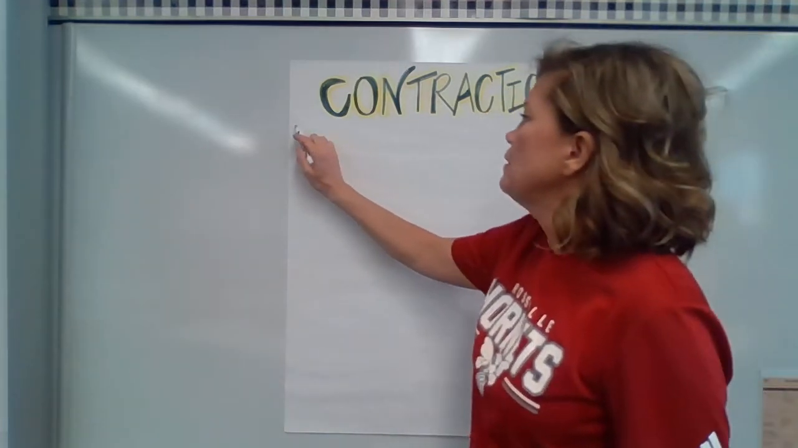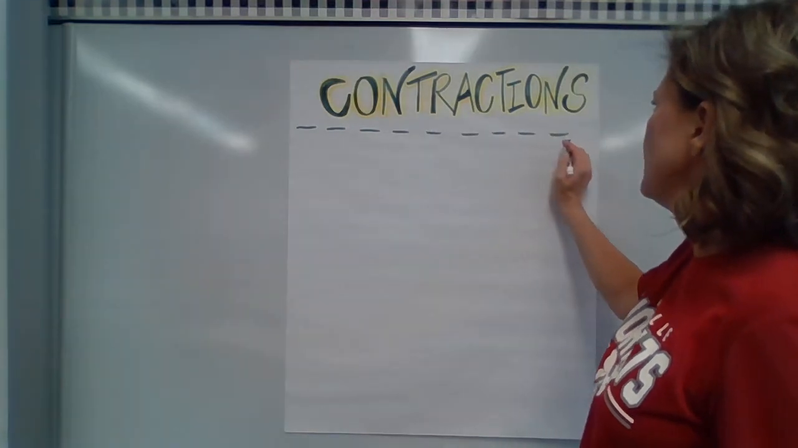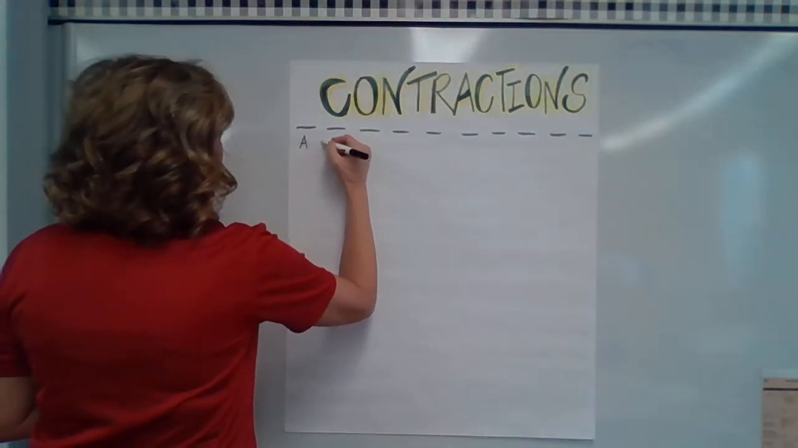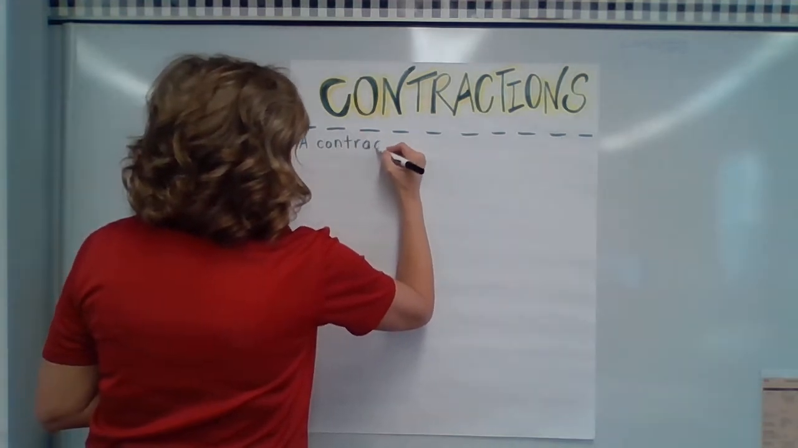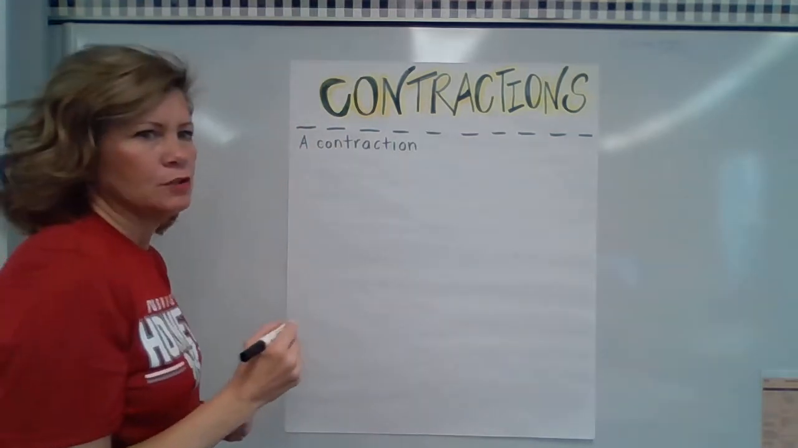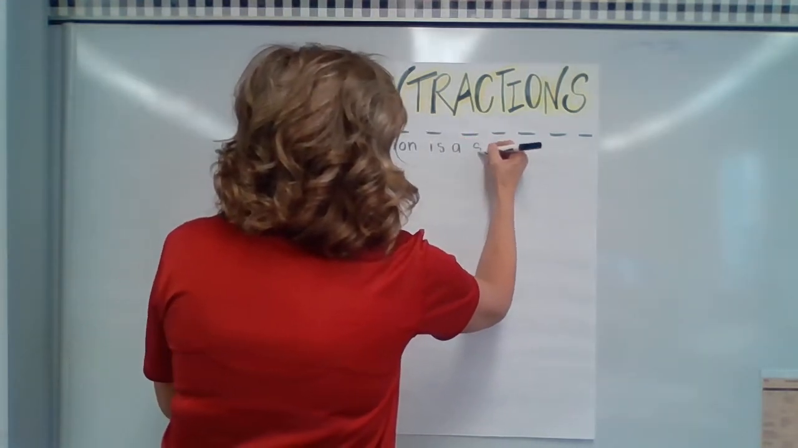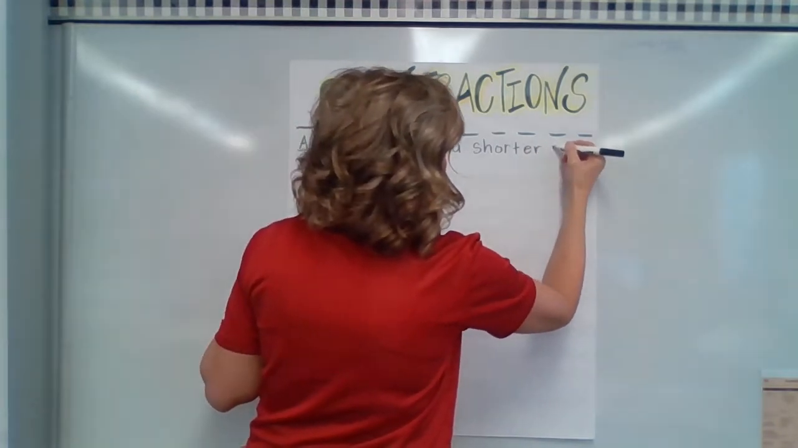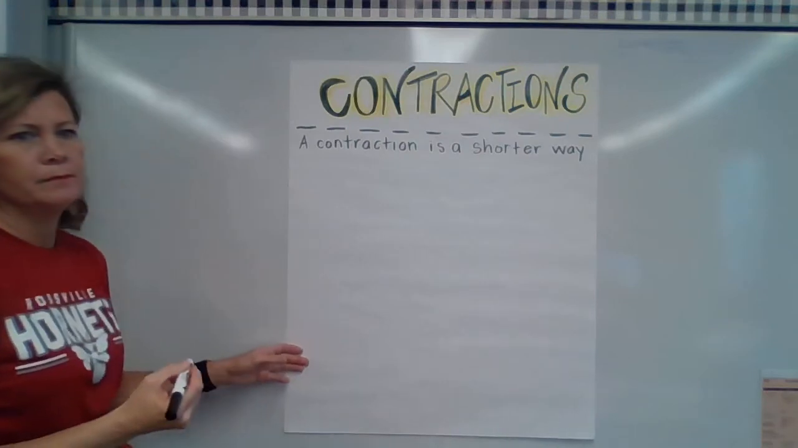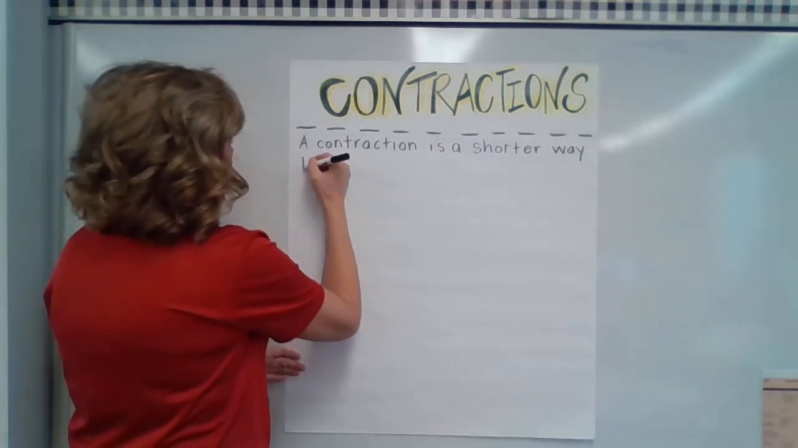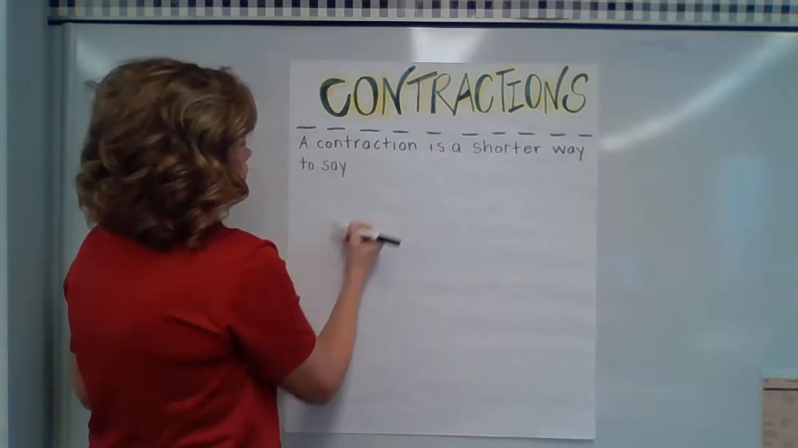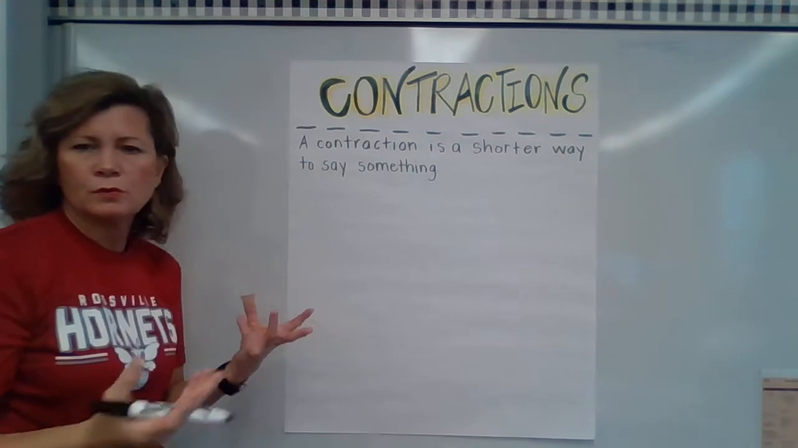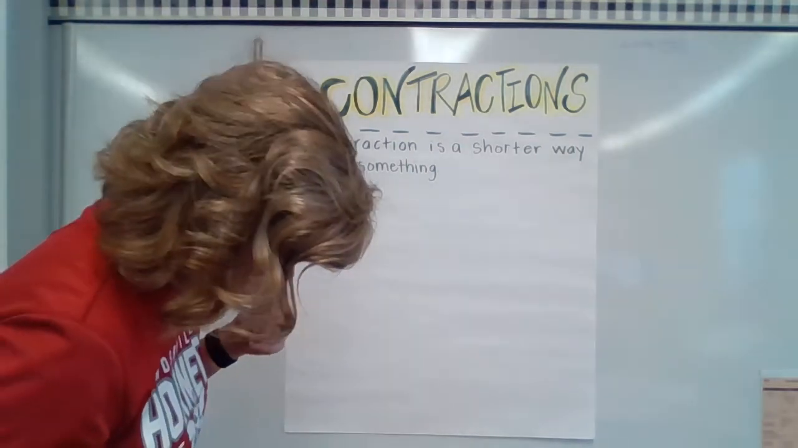So contractions. Let's talk about what they are. I'm gonna draw a little line here. This is our title, and we're gonna define a contraction. We're gonna say what it is. A contraction is a, we're gonna call it a shorter way to say something. Just a shorter way to say it. Instead of saying the whole word cannot, we would use a shortened way and say can't.